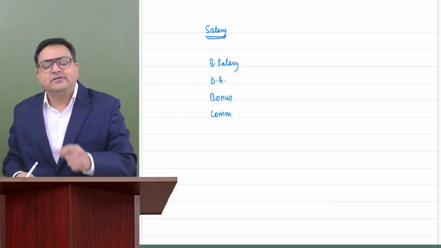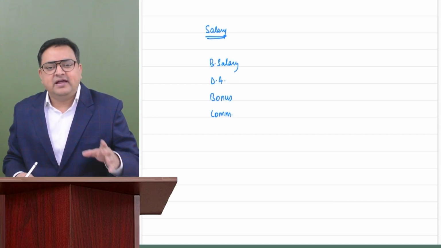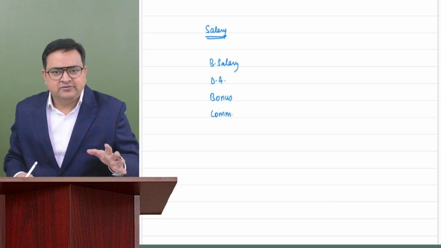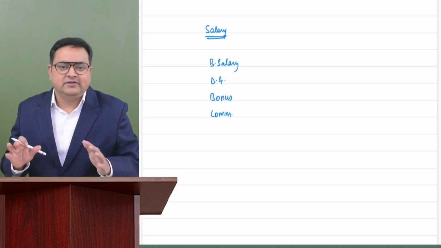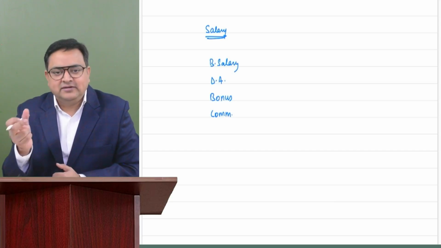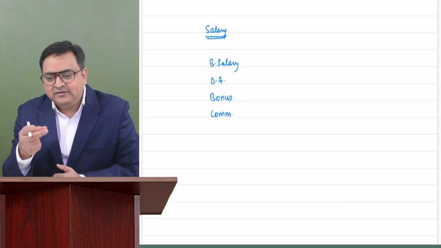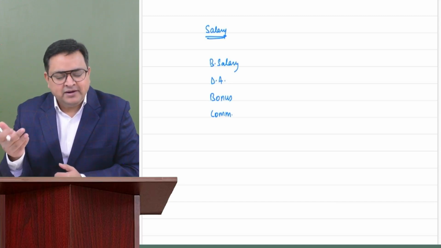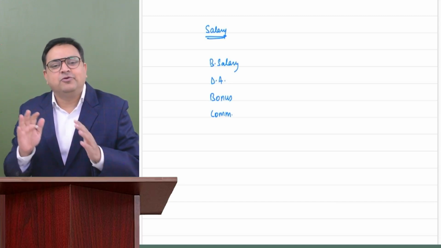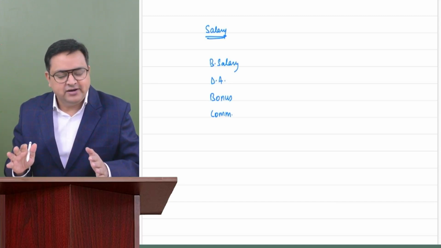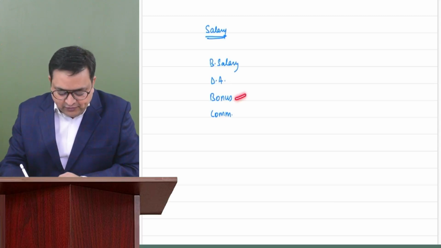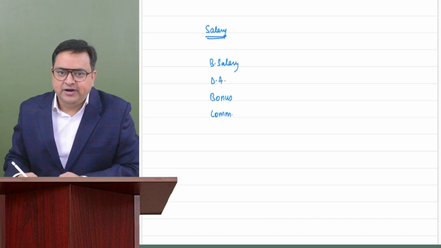These four components are always fully taxable. Basic salary is fully taxable. DA, whether it forms part of retirement benefits or does not, right now please make it fully taxable. So if you get something like DA is 20% of basic, 60% forming part, 70% forming part, whatever portion forms part, right now you don't have to do anything about it. First of all, please make it fully taxable. Bonus is always fully taxable. Commission is also fully taxable.